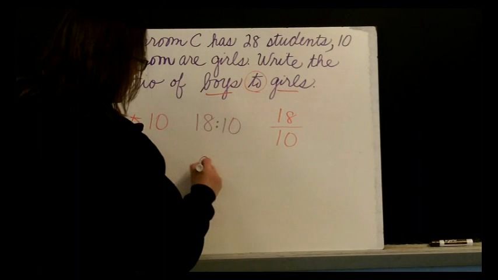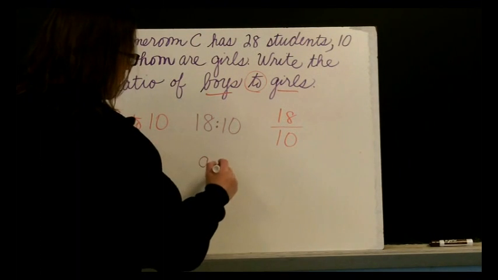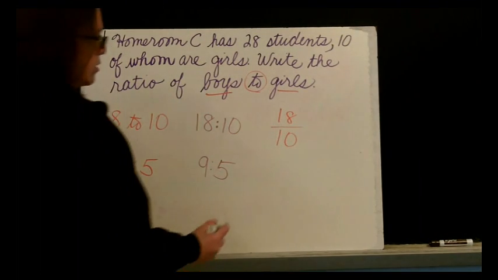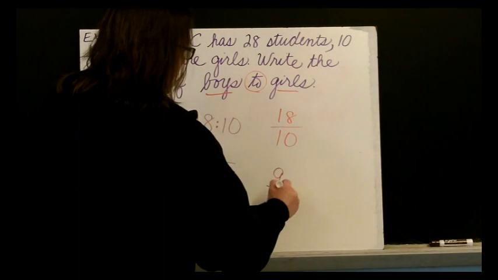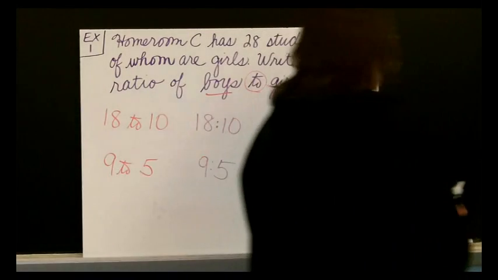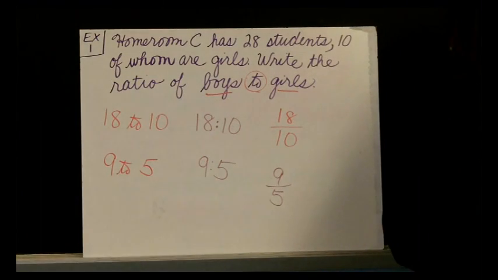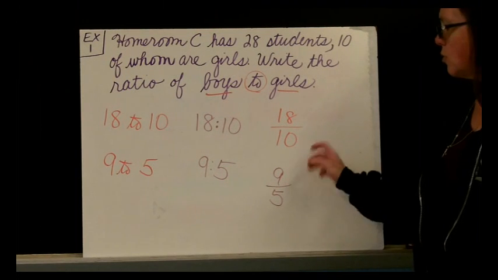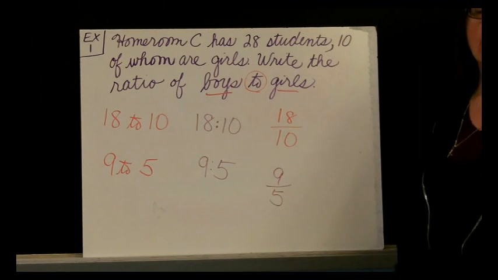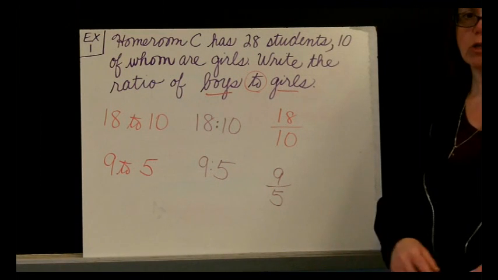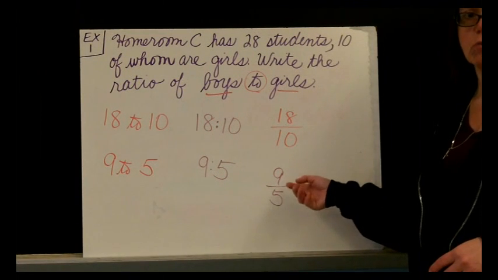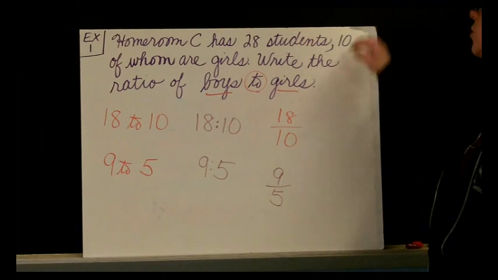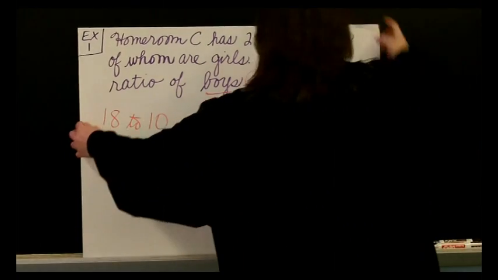Written in all 3 ways: 18 to 10 is 9 to 5. And the fraction 18 over 10 becomes 9 over 5. Now, because we are writing this as a ratio, this is one of very few times in which we will keep this fraction as an improper fraction. We will not change this to a mixed number because we're talking about boys to girls, 2 separate units. Let's take a look at our second example.